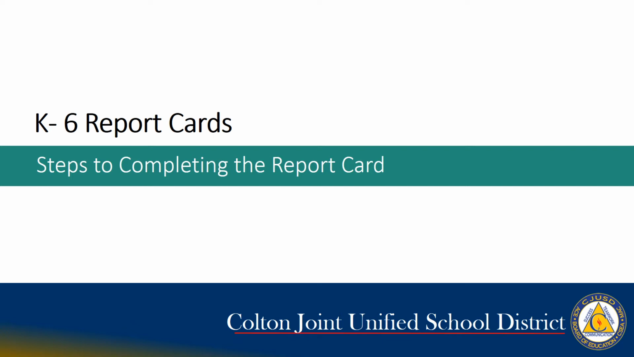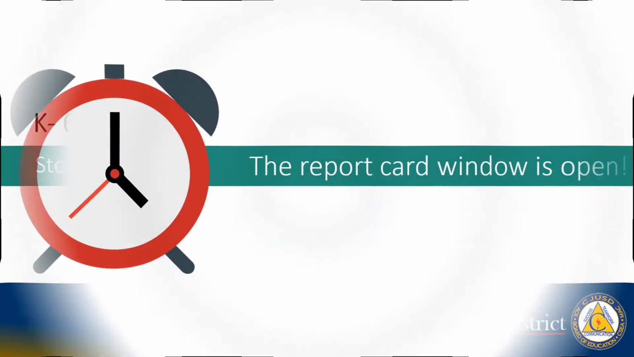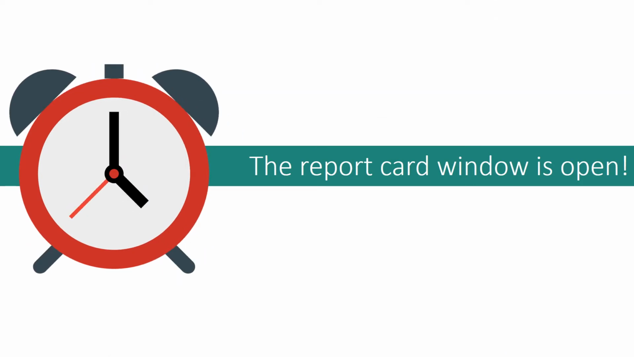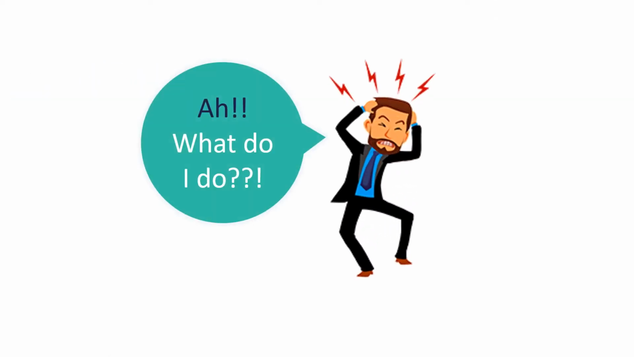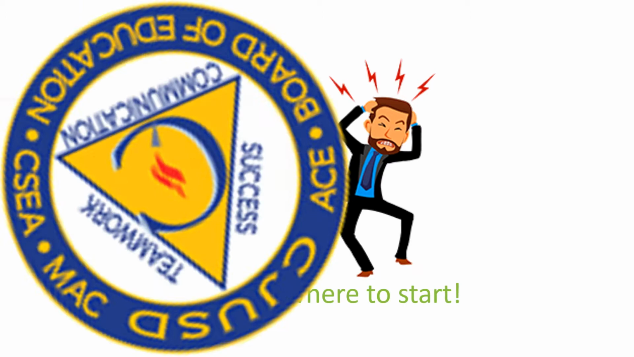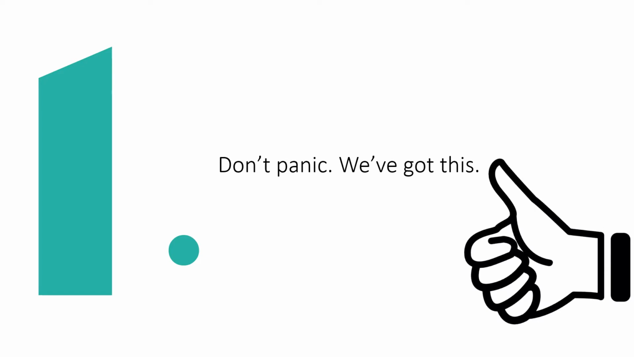This video is a basic overview of how elementary teachers link and enter grades onto the report card or progress report. These steps begin when the grading window opens. You may be thinking that you don't know where to start. First and foremost, don't panic. We've got this. We're all in this together.